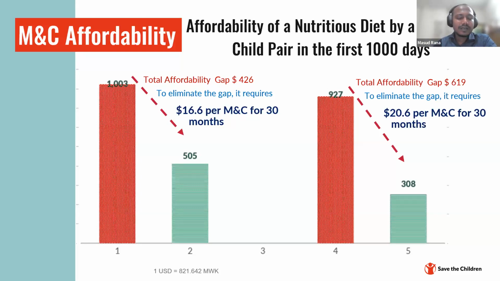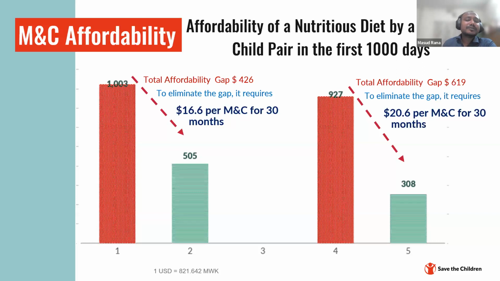So that's in total 30 months. In that period, for a poor mother and child care, the total affordability gap was something around $426. That turns out to be roughly a bit more than $16 per month per mother child care. And for a very poor mother and child care, it's more about $20 or something. So there we got our recommendation from the research team that this is something we recommend.